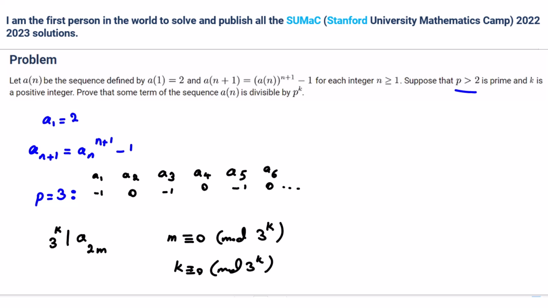It is k, it's not m. So k cannot be 0 mod 3 to the k. I know a of 2k can be. Look, a of 2k also is not a multiple of 3 to the k. Look, this k shouldn't be exactly the same as this one. Let me show you why. Did you understand what I mean, or do you want me to explain more?